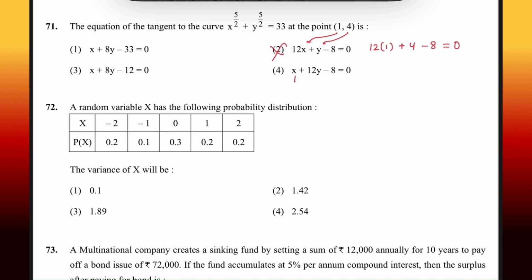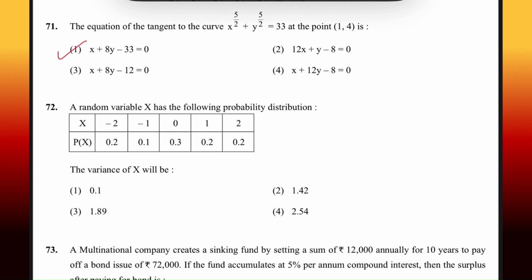If I put (1, 4) here, x equals 1, y equals 4, I get 1 plus 48 minus 8 equals 0. That is again wrong. If I put in option 3, 1 plus 8 times 4 minus 12, that is again not 0. So option 3 is also incorrect. But 1 plus 8 times 4 minus 33, yes, that is the correct option. So here you can use this approach and discard 3 options. Finally, we have the first option as the correct answer.